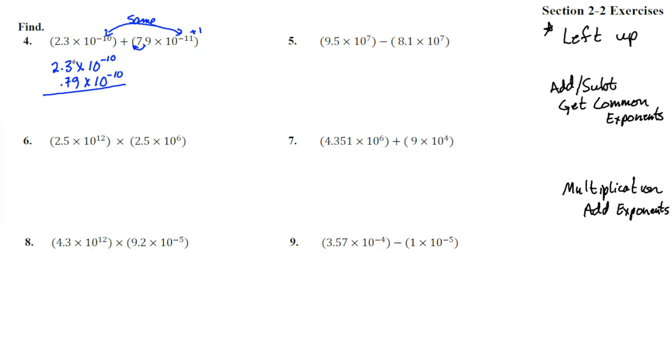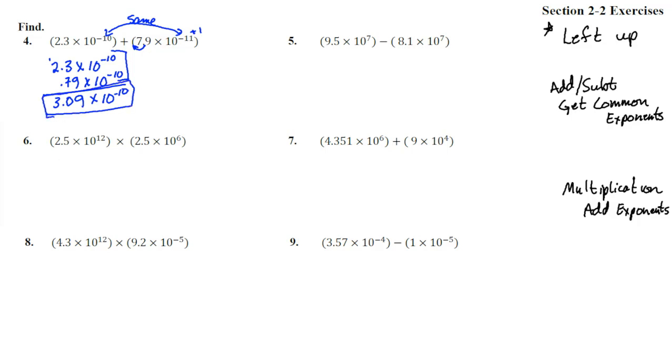So now let's add them. 0 plus 9 is 9. 3 plus 7 is 10. Carry the 1. 1 plus 2 is 3, so that's 3.09, and times 10 to the negative 10. Again, once these are the same, they stay exactly the same. So 3.09 times 10 to the negative 10.